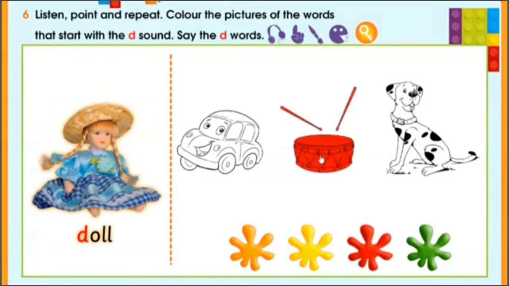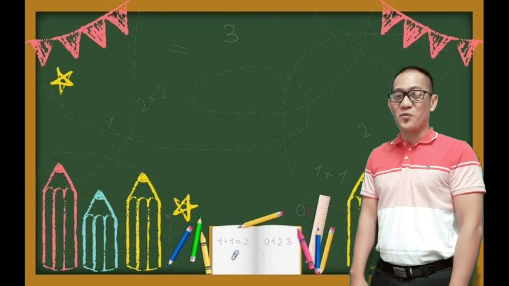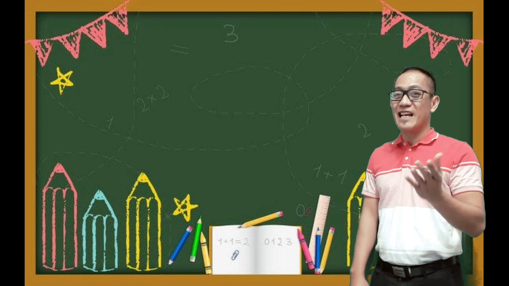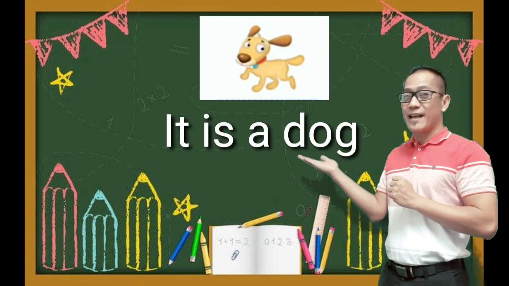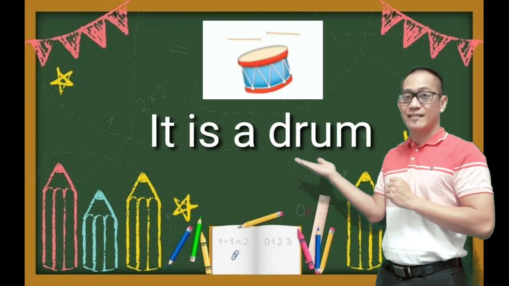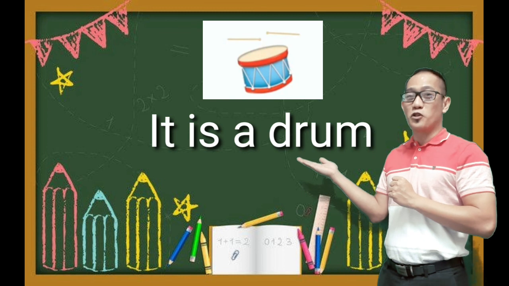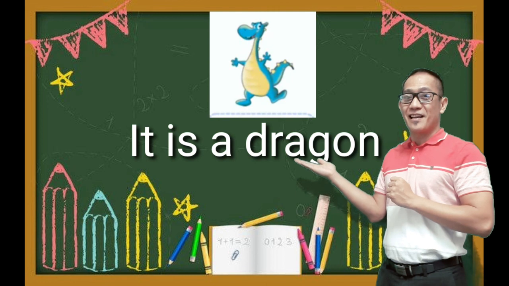Drum. Very good. Dog. Good job, students. Now, let's review. Students, listen and repeat. It is a dog. It is a drum. It is a dragon.